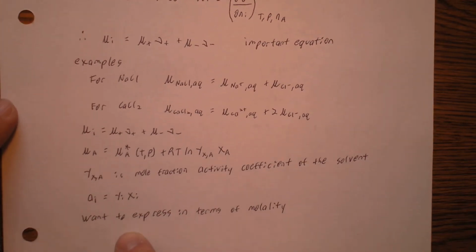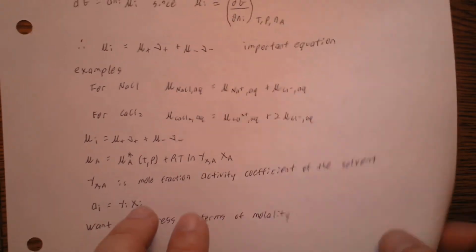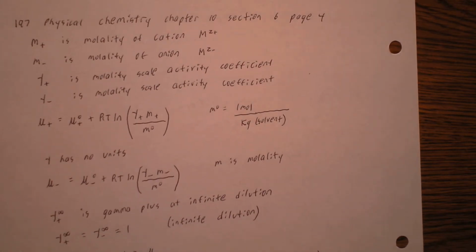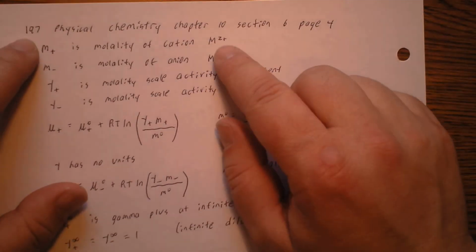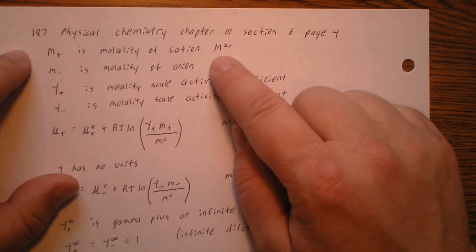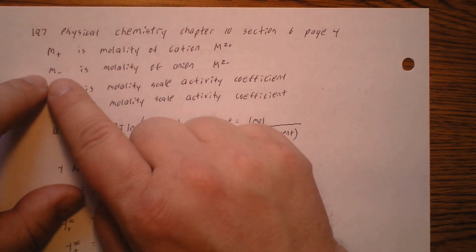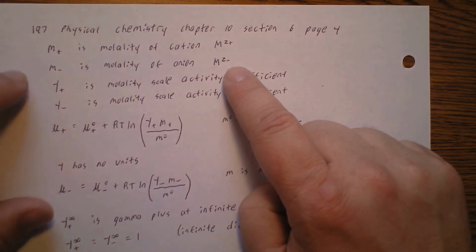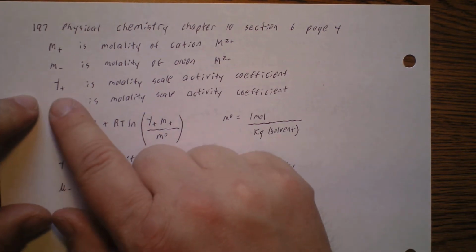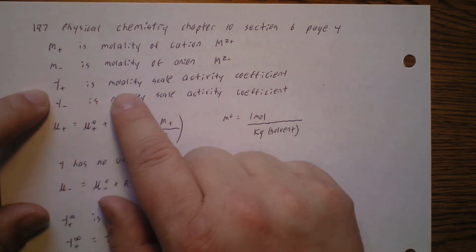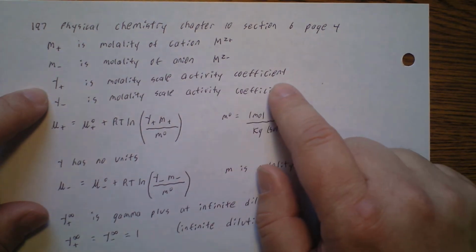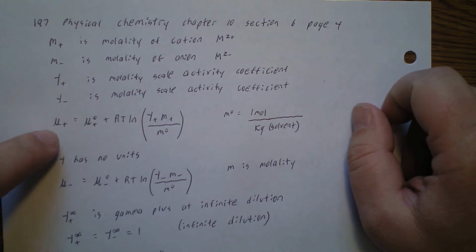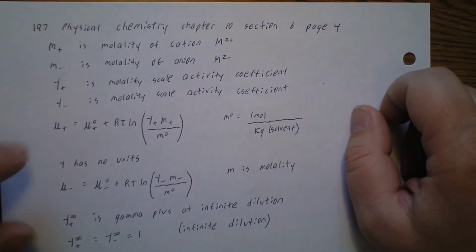Now we want to express this, though, in terms of molality. Then we get, so m plus, that's the molality of the cation, of the metal Z plus. m minus is the molality of the anion, of the non-metal Z minus. Gamma plus is the molality scale activity coefficient of the cation, and then gamma minus is going to be the molality scale activity coefficient of the anion.